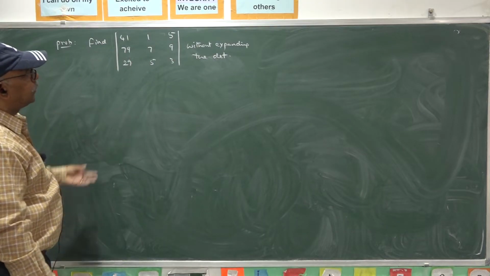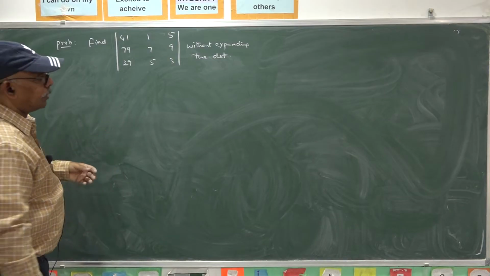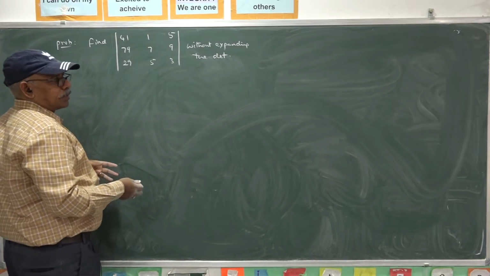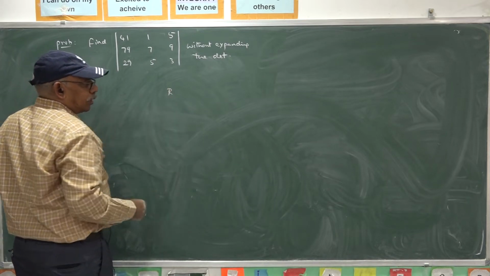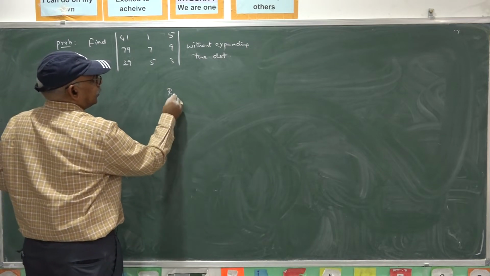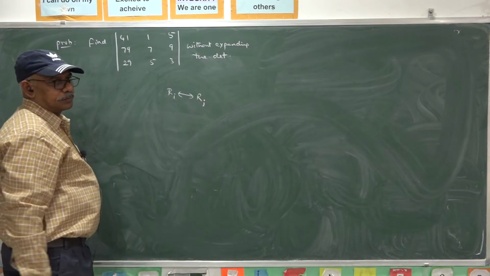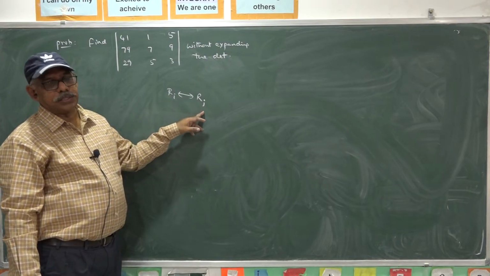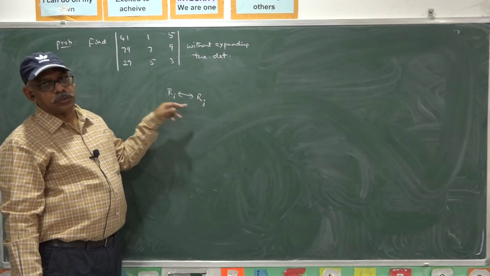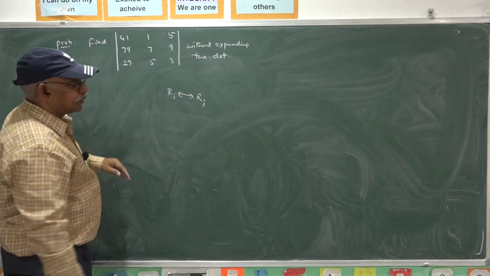determinant value. For that, you have to go through the elementary transformations, either row transformation or column transformation or both. Elementary transformation means you can interchange two rows. The ith row may be changed to the jth row and the jth row changed to the ith row. You can interchange two rows or two columns.